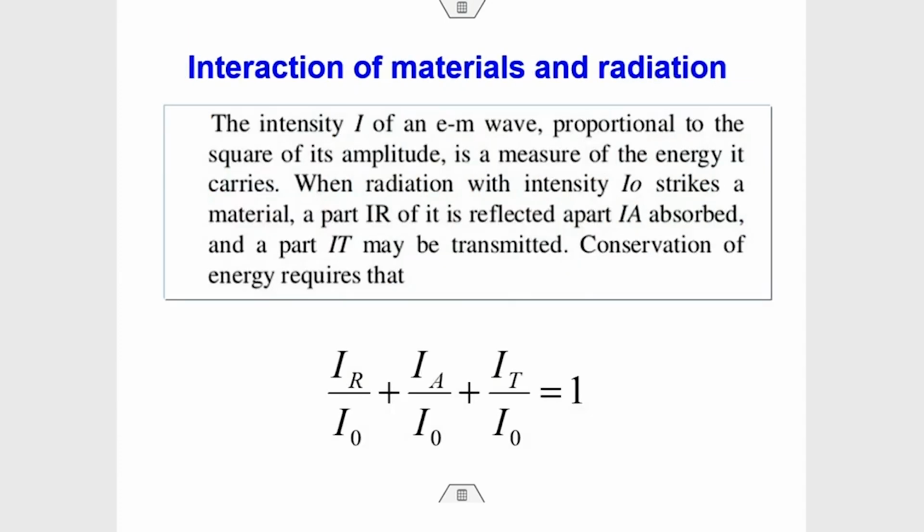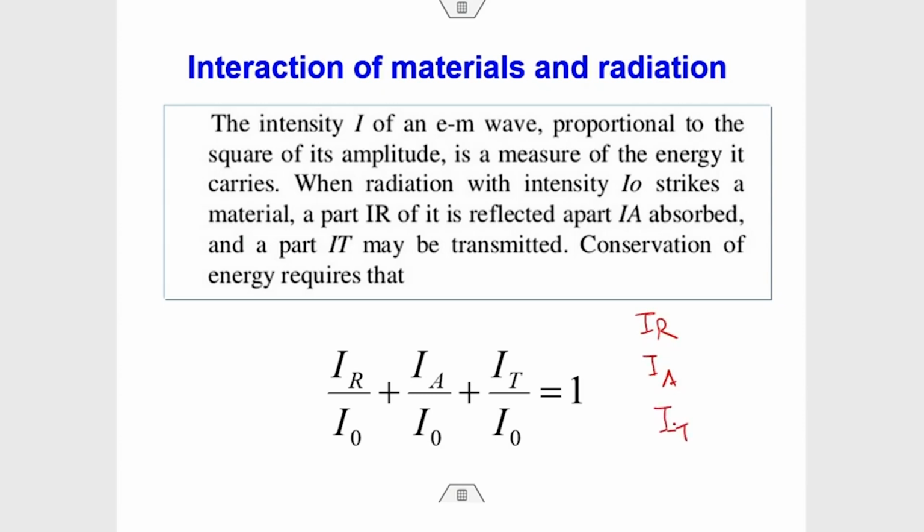Well, how do the material and the radiation interact? When any electromagnetic wave falls on some body or material with intensity I, this intensity depends on the amplitude squared of the wave, and so the intensity tells you the measure of energy the wave carries. When radiation of intensity I0 strikes a material, a part of the radiation is reflected, part is absorbed and part is transmitted. So IR corresponds to reflection, IA is absorbed and IT is transmitted.